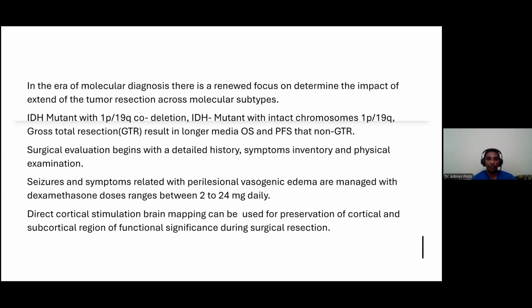Surgical evaluation begins with a detailed history, symptom inventory, and physical examination. Seizures and symptoms related to peritumoral vasogenic edema are managed with dexamethasone, with doses ranging between 2 to 24 milligrams daily. Direct cortical stimulation brain mapping can be used for preservation of cortical and subcortical regions of functional significance during surgical resection.